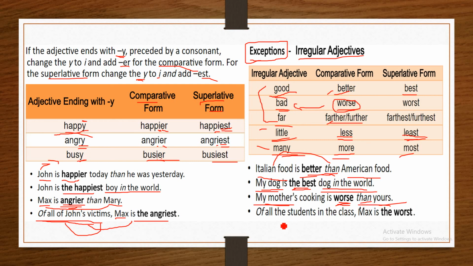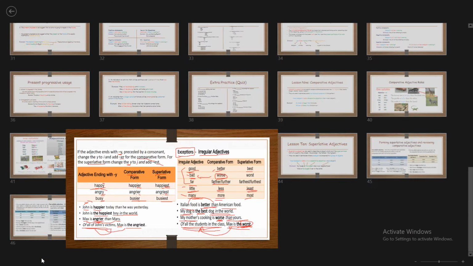Of all the students in the class, a group of students, the class might contain 20 students, Max is the worst. Max is compared to the group of students by a superlative adjective, worst, the worst, which is the superlative form of bad.